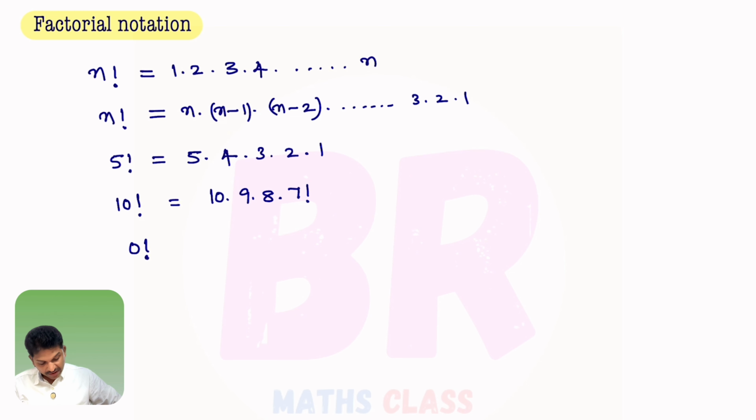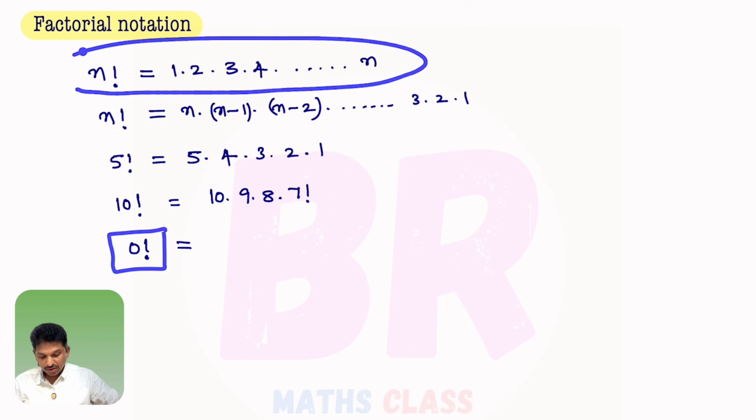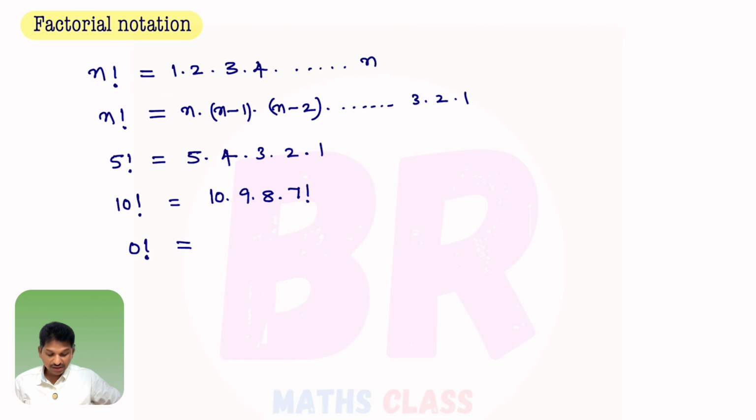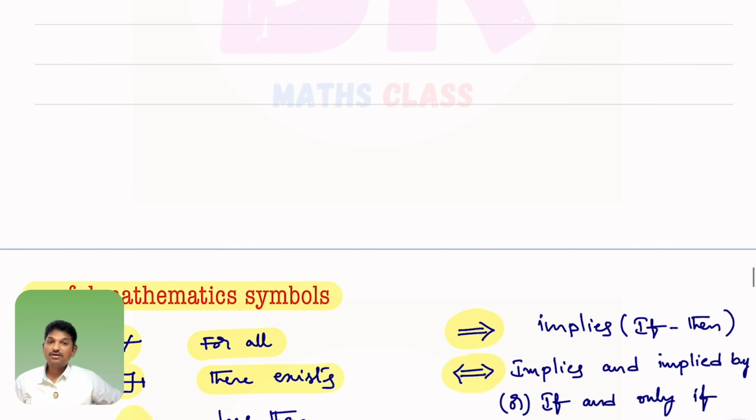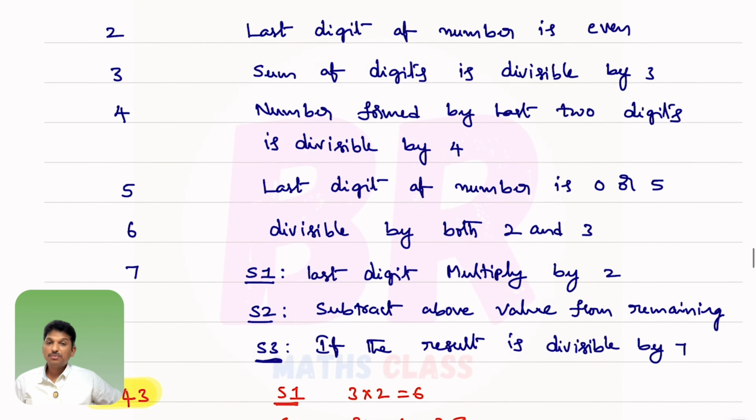Okay. What is the value of 0 factorial? N factorial is the product of n natural numbers, but that definition doesn't work for 0. This is the special case. This 0 factorial is defined as 1. So these are the things we learn from this number system topic.